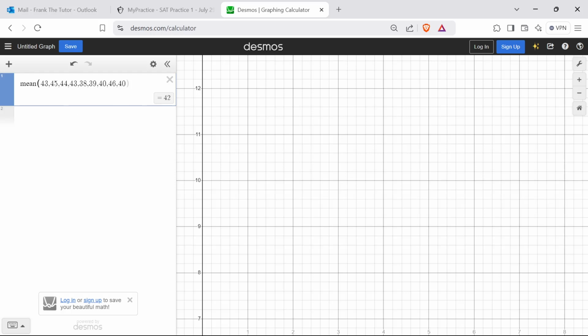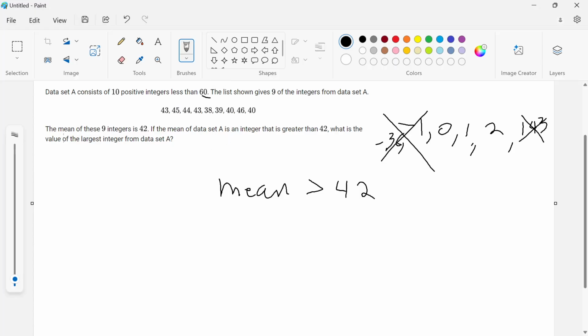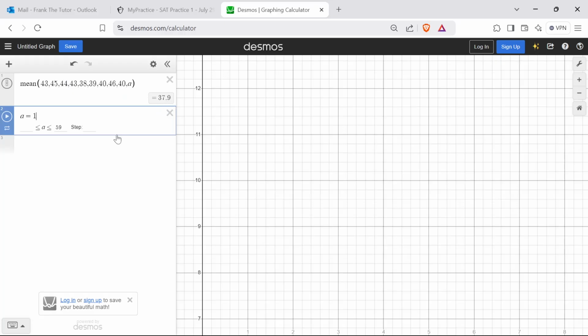And so now I'm going to add another number there. I'll just call it A, and I'll make it a slider. And it says they're all integers less than 60, so I'll just put 60 there. Or wait, actually I should put 59. That's integers less than 60. And now I want the mean to be an integer. What does it say again? If the mean of data set A is an integer greater than 42. So I want an integer, a whole number, greater than 42. I have to make A so that the mean is greater than 42.